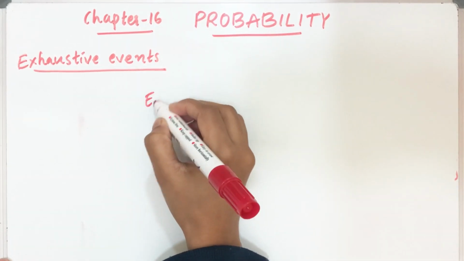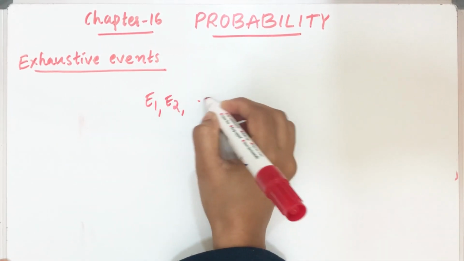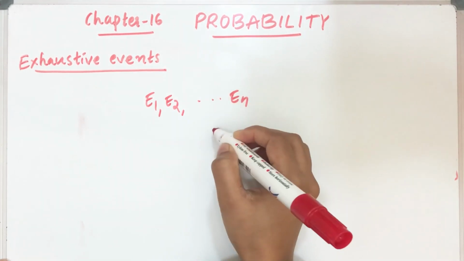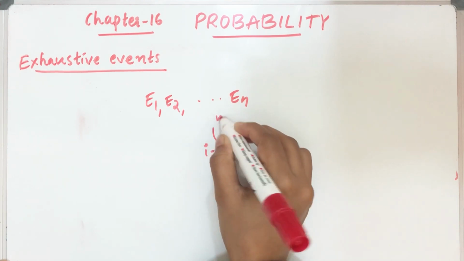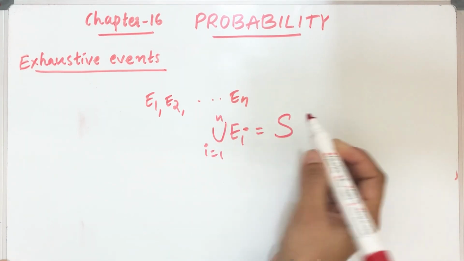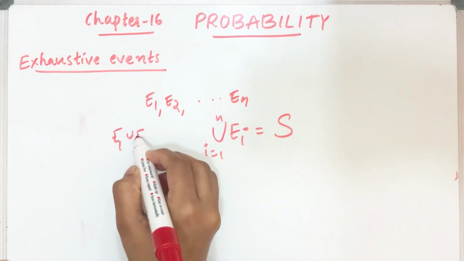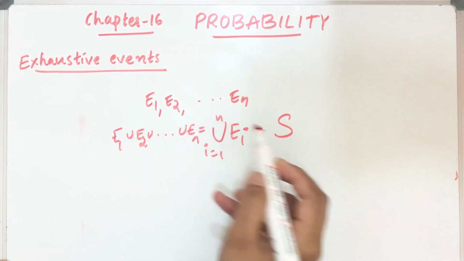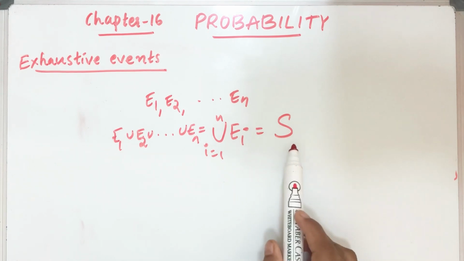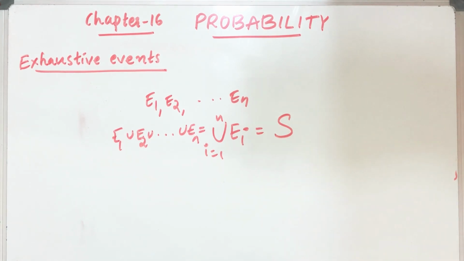That is, E1, E2, etc. En are called exhaustive events if their union, i from 1 to n, is equal to the sample space itself, or E1 union E2 union etc. union En is equal to the sample space, then they are called exhaustive events.